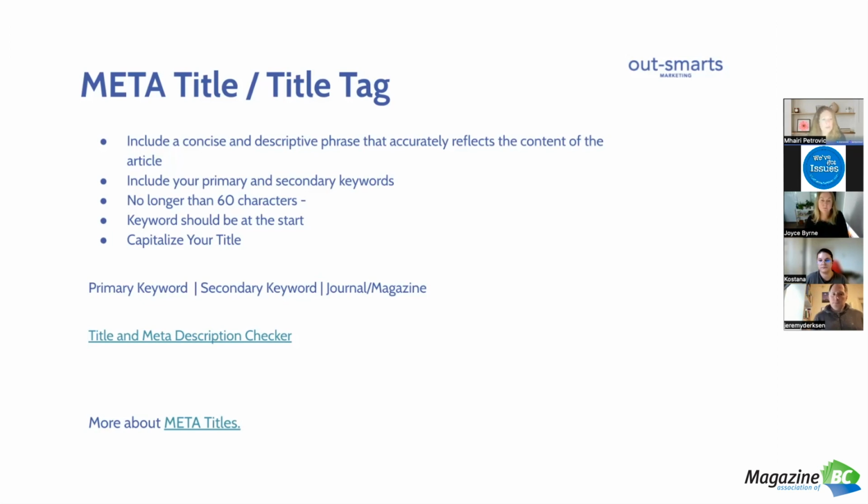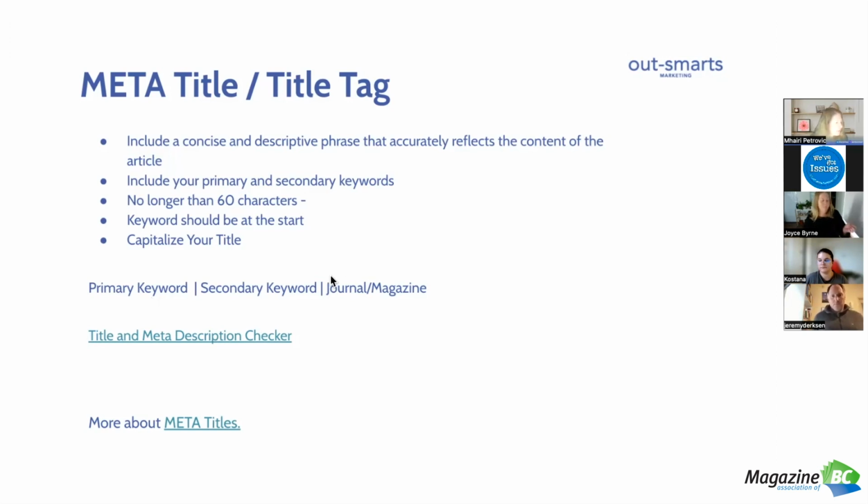We also like to use the vertical bar symbol. Here, you can see it on the page between primary keyword, secondary keyword, and journal magazine. That helps to separate things out. If you're already ranking for your magazine name, you don't necessarily need to use that in your meta title, and that frees up valuable character real estate. Although you might want to do it because it gives your article credibility.